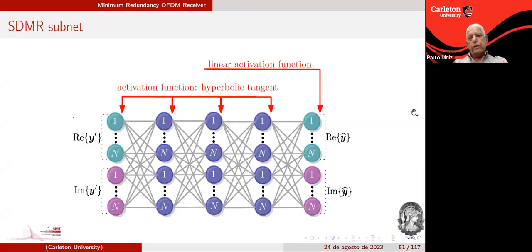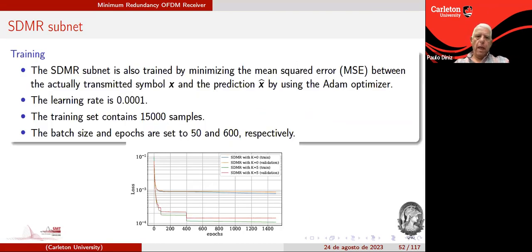And then I created this four-layer network, and it is only helping me to detect the right symbols at each entry of the vector, okay? That's basically what it's doing. Then I call a second network, which is called SMDR, which I placed after doing the equalization. This one is only helping me make the decisions about the symbols I transmitted.